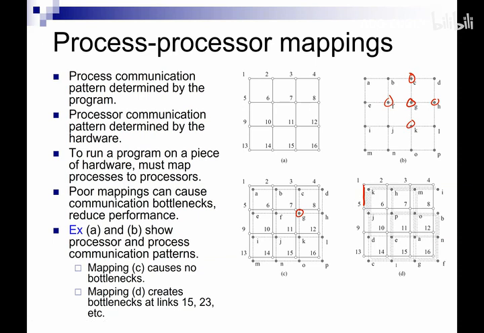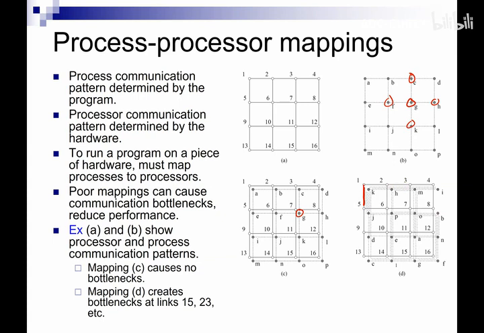And likewise, there are other congested edges, like, for example, this edge from 2 to 3 is also congested, right? From 8 to 12 is also congested. Okay, so these paths are both long and they're congested. So this is a bad process-to-processor mapping.